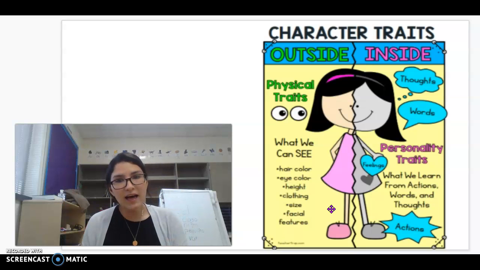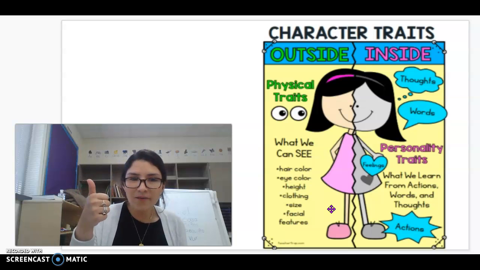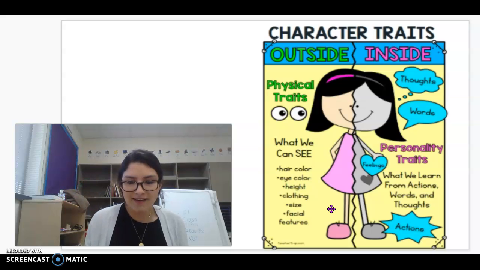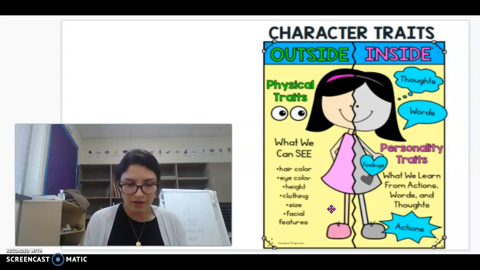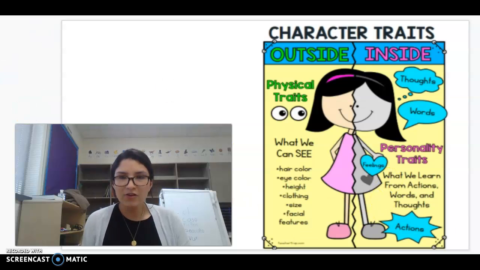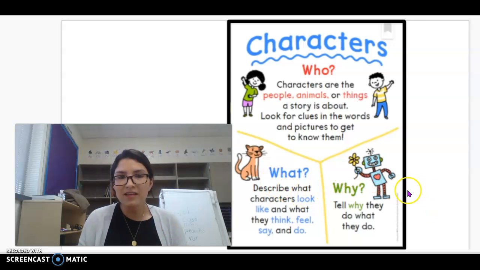Now on the inside, how does he behave? What are his thoughts, his words, his feelings, the way he behaves, his actions? He's calm. He's cool. He's nice. He's a good friend. He's just very calm and chill. All right, so that's what characters are. Remember, characters are the people or animals or things in a story.